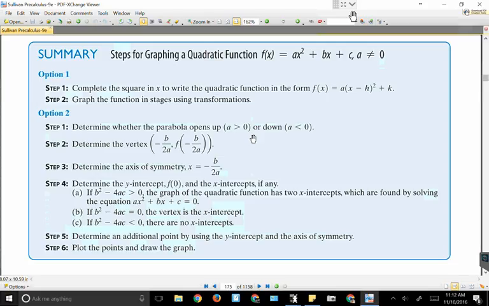X-intercepts are going to take a little bit more because you're going to have to go through the quadratic formula, which is the quickest and easiest thing for them. And then you can determine additional points by using the other thing, and draw those on the graph.